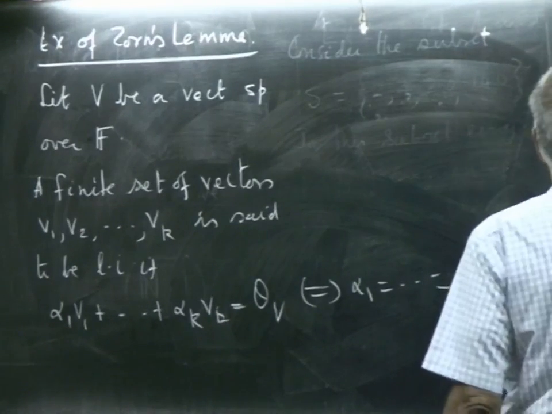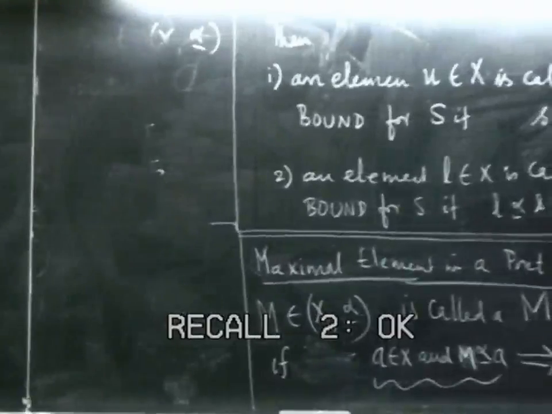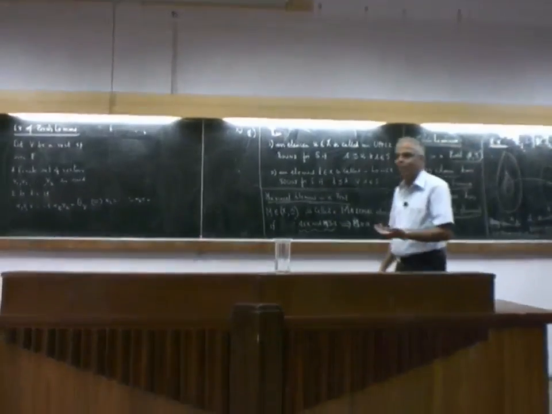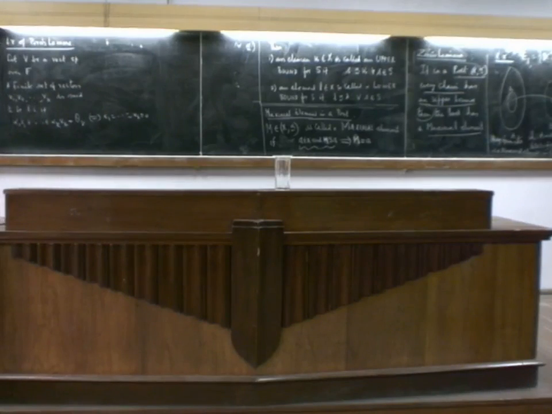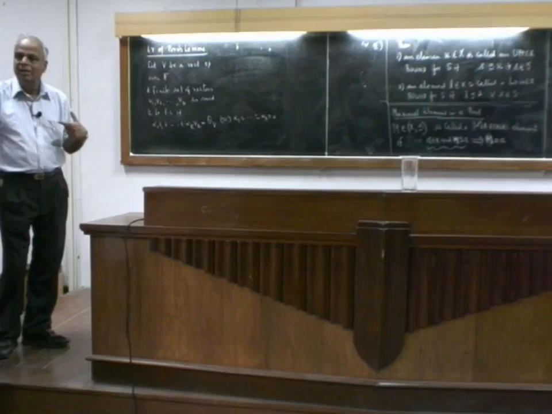But then when do I say an infinite set of vectors is linearly independent? There is a little problem. First of all, I don't even know whether that infinite set is countably infinite, so that I can write it as a series. It may even be an uncountably infinite set of vectors. How do I say they are linearly independent? So what I do is I fall back on finite sets.